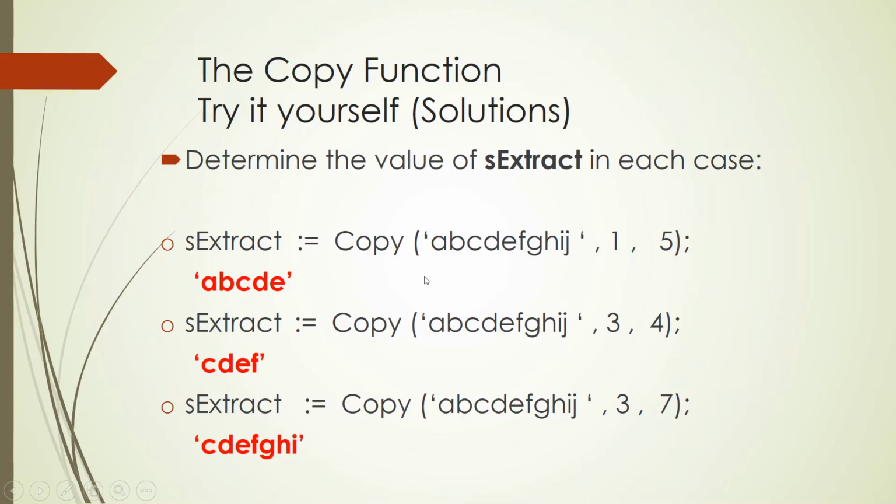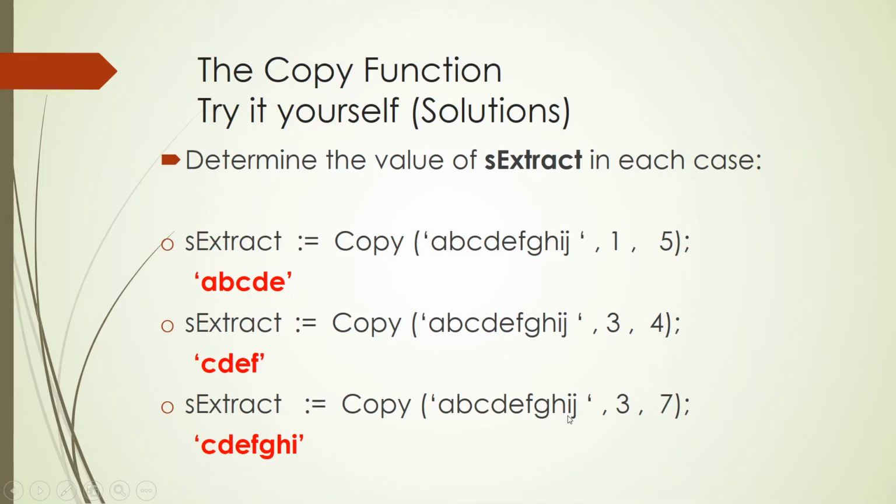In the first example, I wanted to start at position 1 and take 5 characters. So I'm starting at 1, 2, 3, 4, 5, and it would have copied A, B, C, D, E. In the second example, I'm using copy to copy from the string, start at position 3, and it's going to copy 4 characters. So it's going to copy C, D, E, and F. In the last example, I want to start at position 3 and take 7 characters. So it's 1, 2, 3, 4, 5, 6, 7. It'll copy until the letter I.